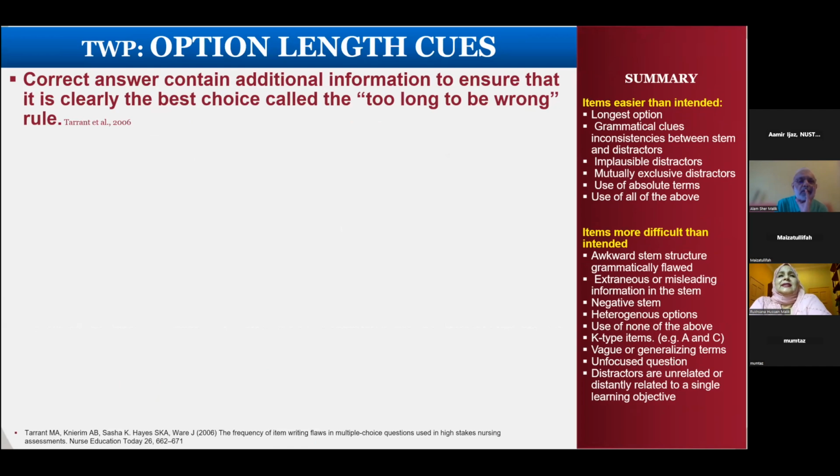Correct answer contains additional information to ensure that it is clearly the best choice, called the too long to be wrong rule.